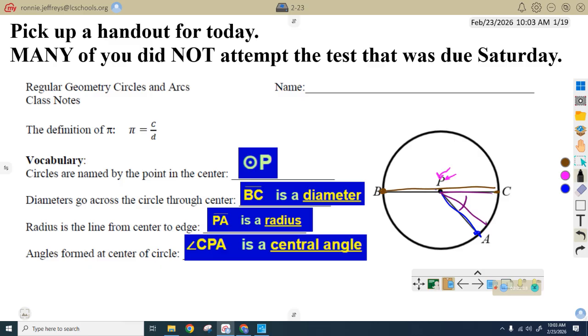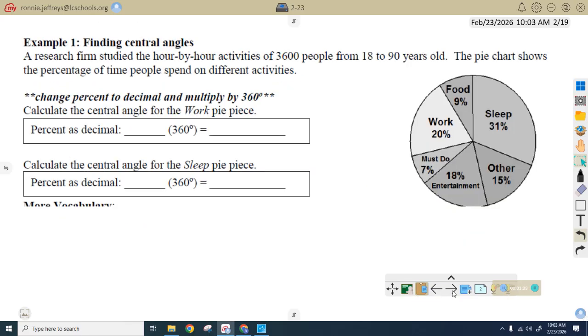Starting slow, kind of going on through this. Somebody was telling me yesterday, they're like, why is there vocabulary in math? I'm like, there's always been vocabulary in math. So, all right.